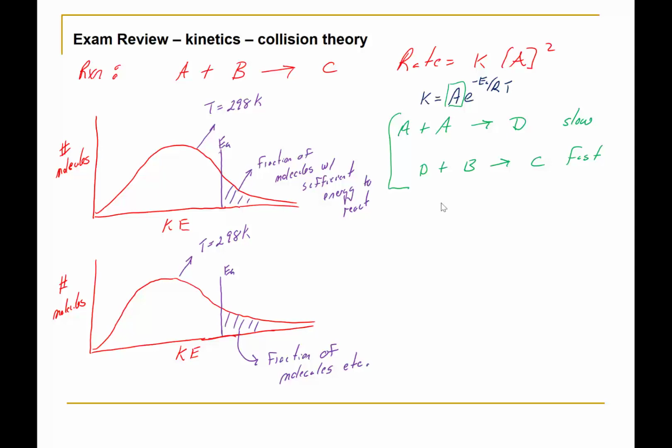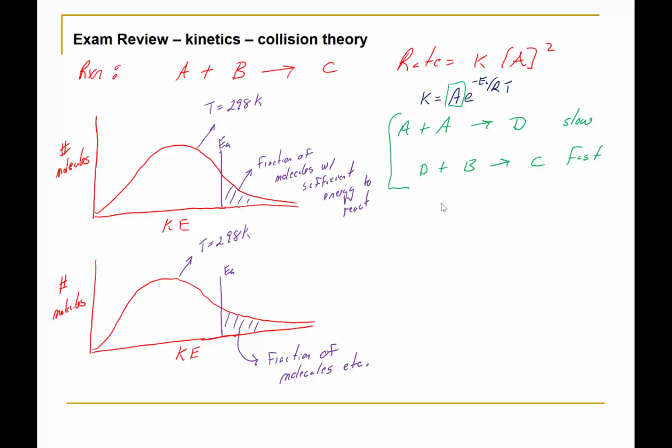In this video, we'll review some of the principles related to kinetics and collision theory. Let us say we take a reaction that can be described by the stoichiometric equation A reacting with B to form C. Of course, that stoichiometric equation doesn't tell us what happens in terms of the elementary steps.